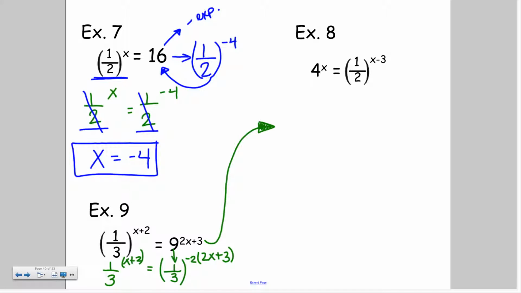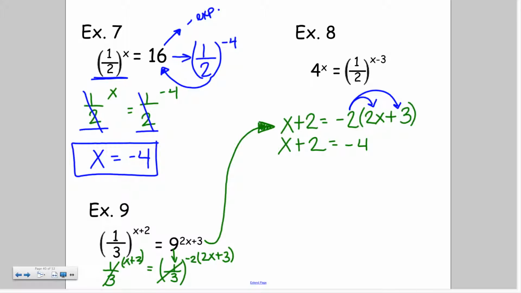All right, so I have the same base. I'm going to cancel them out. So I have x plus 2 is equal to negative 2 times 2x plus 3. All right, I'm going to distribute this negative 2 to everything that's in parentheses. Okay? So I have x plus 2 on this side, and then negative 4x minus 6.